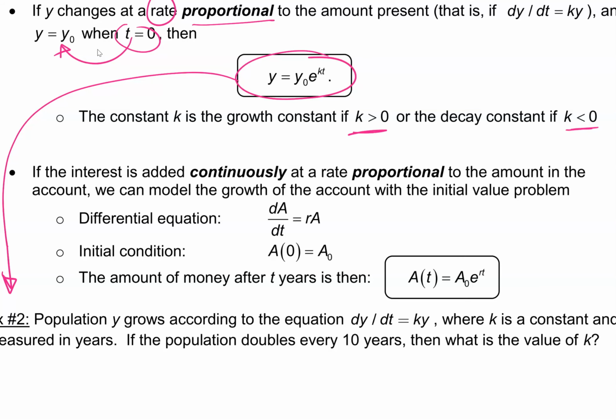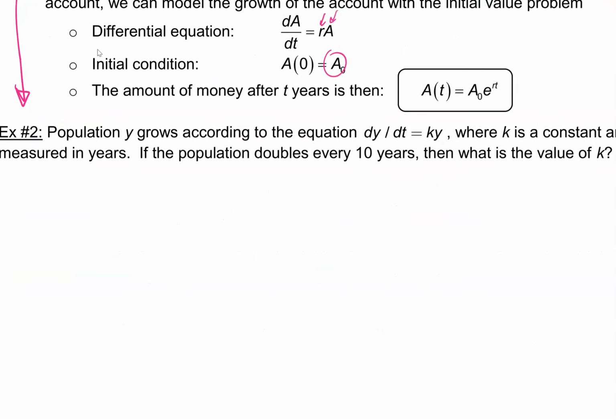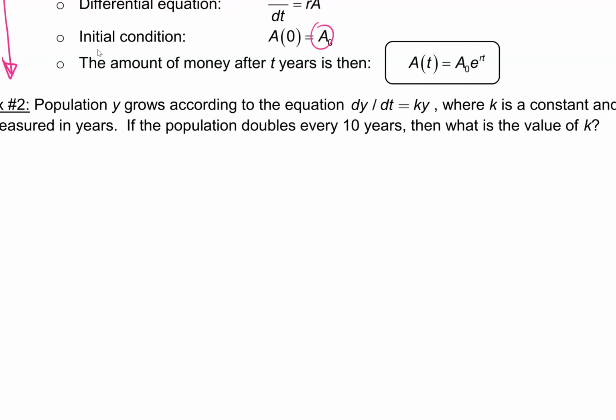Okay, so if interest is added continuously, that's a rate of change. Now, the bankers came in, they're like, we want our own thing. So if interest is added continuously at a rate proportional to the amount in the account, this is like student loans. You can get interest on your interest on your interest. We can model it using an initial value problem. We have our differential equation, our rate, the amount of money, and the initial condition, how much we start with, A naught. The amount after t years is A naught times e to the rt.